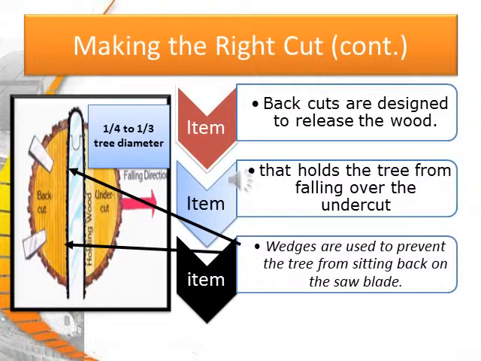Back cuts are designed to release the wood that holds the tree from falling over the undercut. Wedges are used to prevent the tree from sitting back on the saw blade. As you can see, the hinge should be 1/4 to 1/3 of the tree diameter.